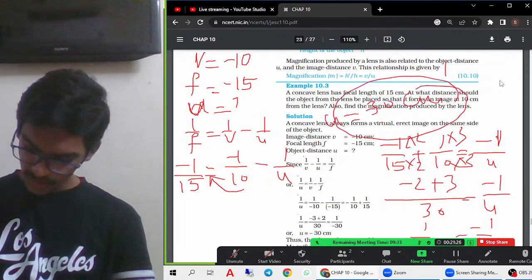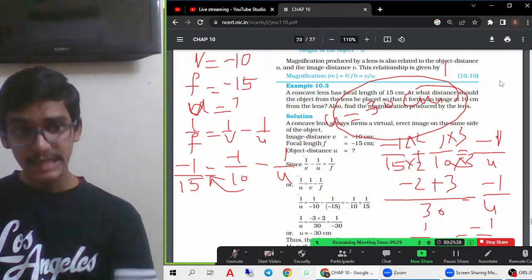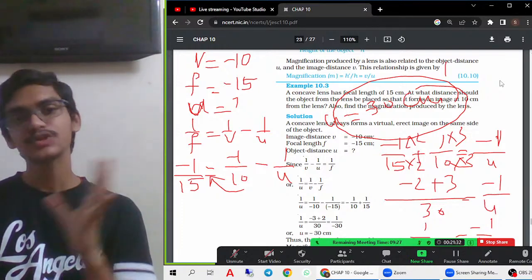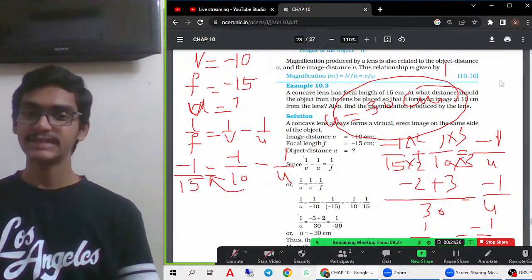Yes, we got it. Remember that you should always get a negative u value. If you are getting the u value as positive, you might have made a mistake. You have to remember that. You should always get negative only.